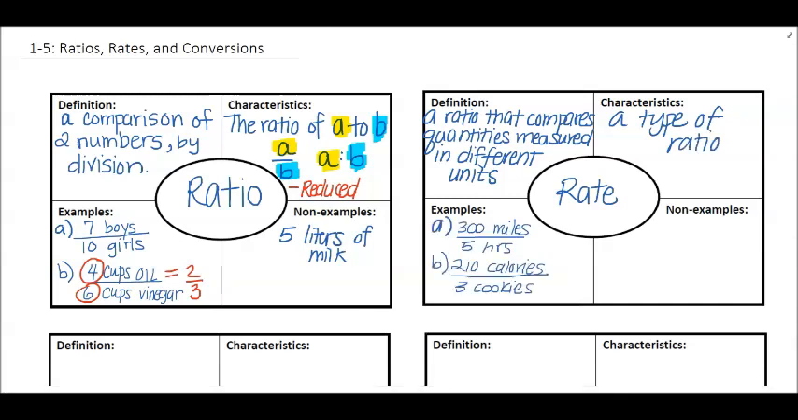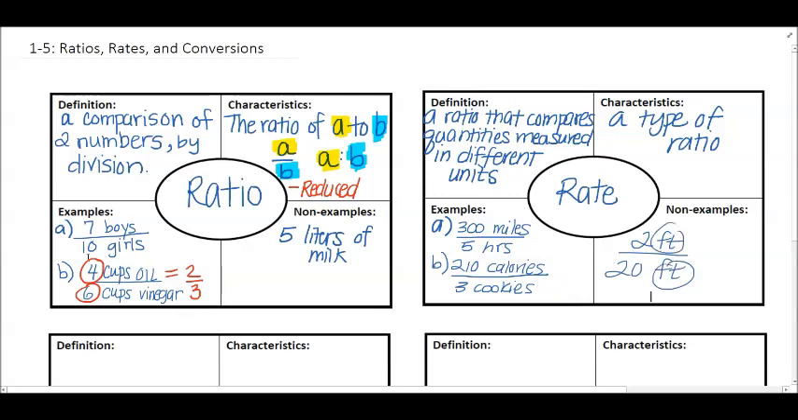So the first example I have is 300 miles in 5 hours. And so it's got different units. We have miles and hours, completely different units. And then the second example I have is 210 calories for 3 cookies. So again, completely different units. Other examples might be talking about money, like 3 tacos for $12. We do use rates a lot in our everyday life. A non-example would be something that is not going to have different units. For example, we could have 2 feet to 20 feet. These are the same units.